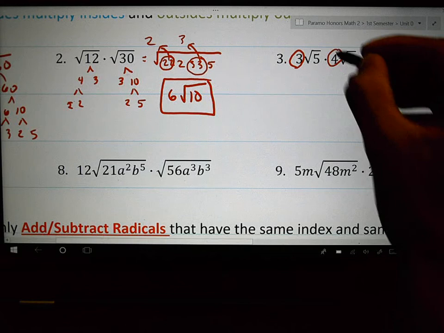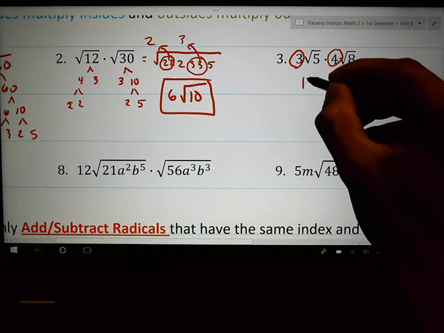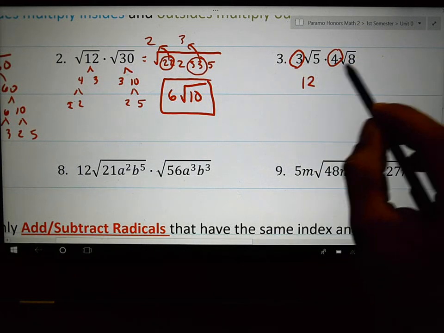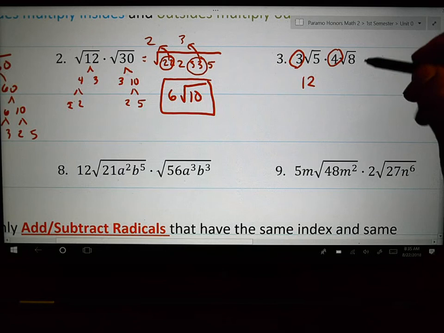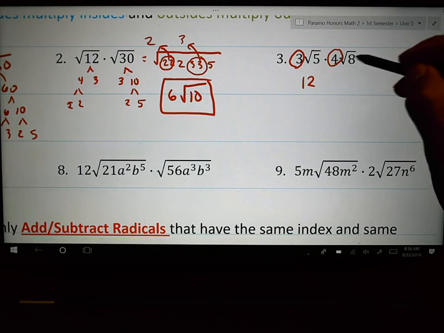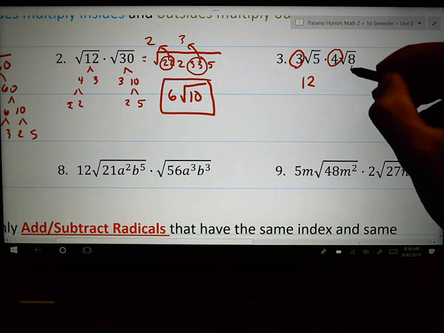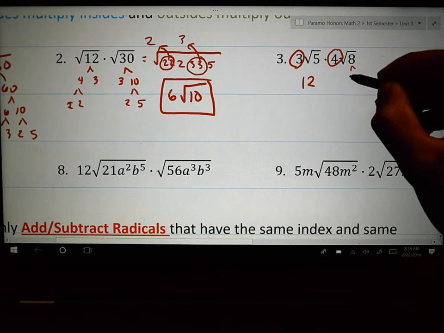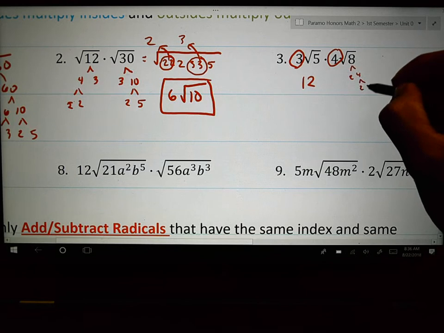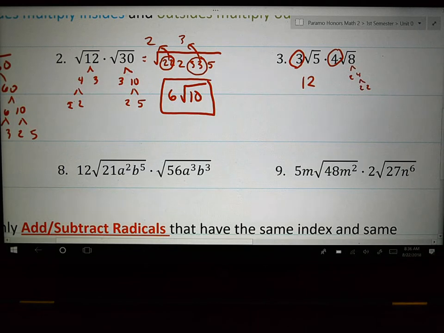What is 3 times 4? Thank you. I have a 5 and I have an 8. I know that there's no 5s in the 8, by the way. But the 8 can break down, I'm pretty sure, to 2 times 4 and 2 times 2. I like to make them smaller before I multiply them. Do you see any pairs?